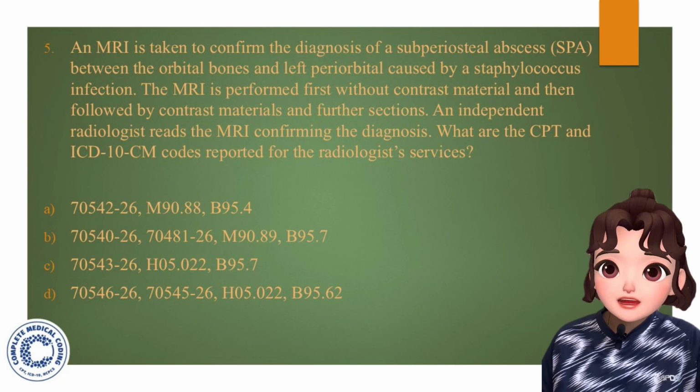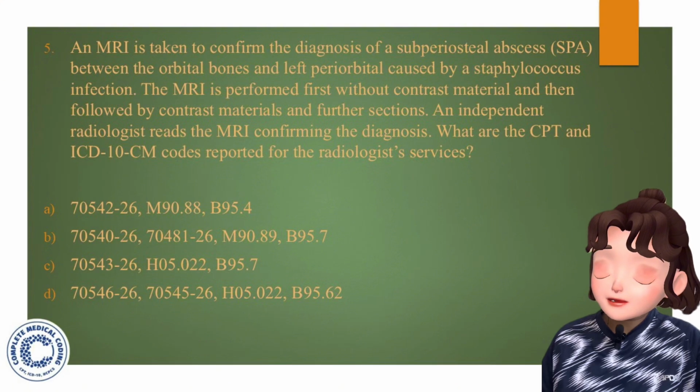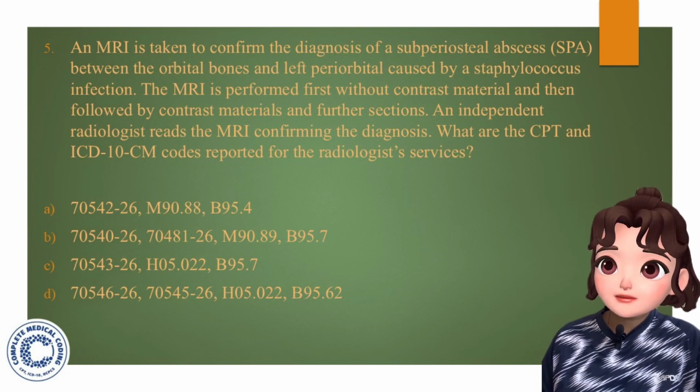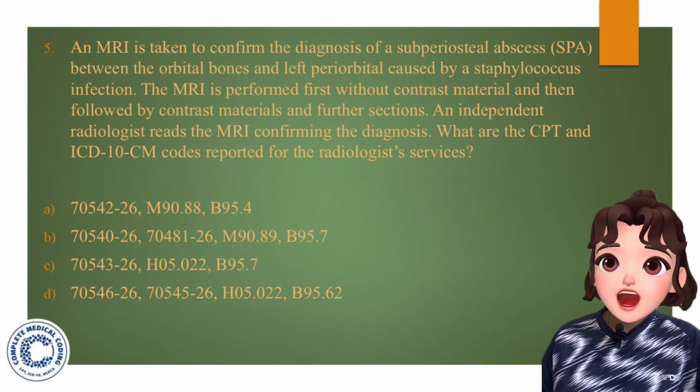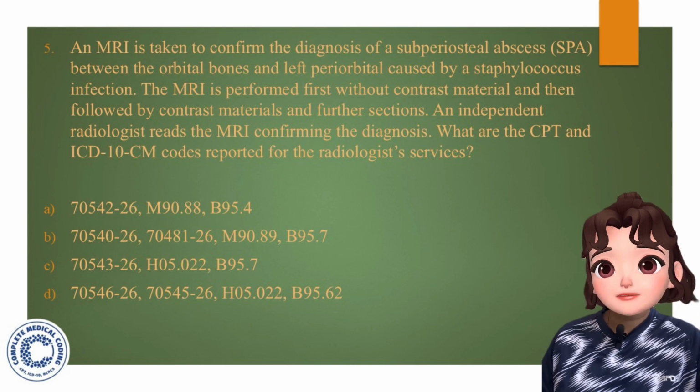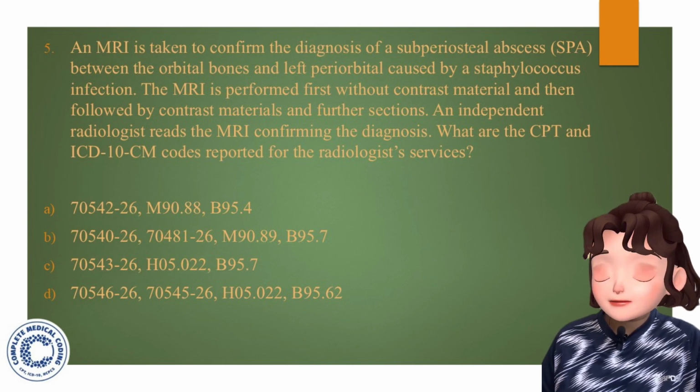With contrast material, only with. What is 70543? MRI without contrast material followed by contrast material and further sequences. This is what we need. This is what is mentioned in the question. The MRI is performed first without contrast material and then followed by contrast material and further sections. So, that is exactly what is mentioned in CPT code 70543.